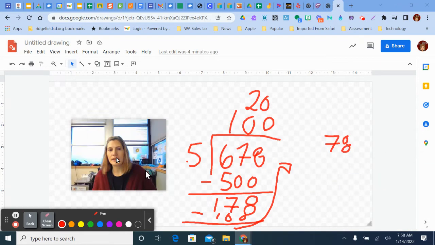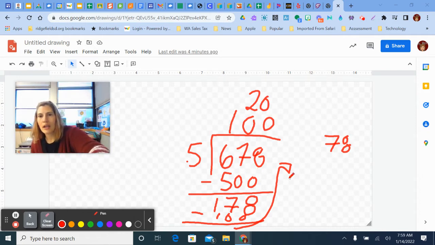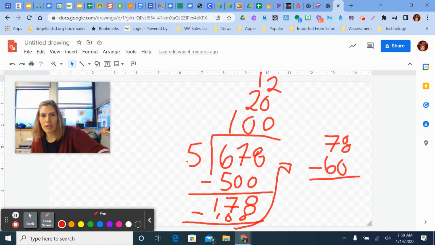Okay, 78 left. I need to figure out, does 5 go into 78? Not perfectly, but let's see what the closest is. Well, I know that 5 times 10 is 50, so we could kind of go with that. I know 5 times 12 is 60. So why don't I go with that? So I'm going to put my 12 up here, and then I'm going to have my 60 down here. In theory, it would be stacked below, and I'll show you a picture later of what that would look like. Now I subtract again. Now I have 18 left.